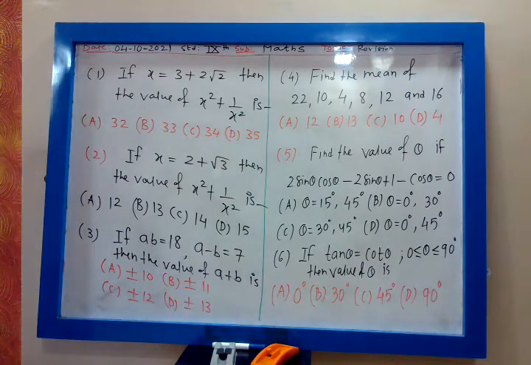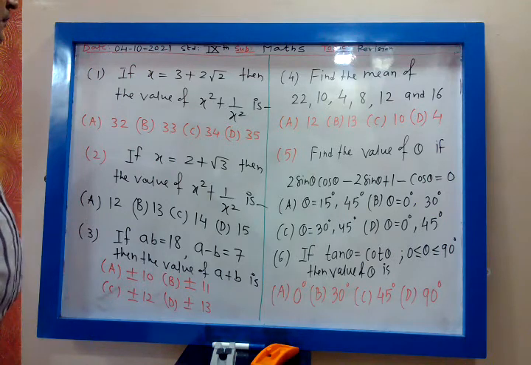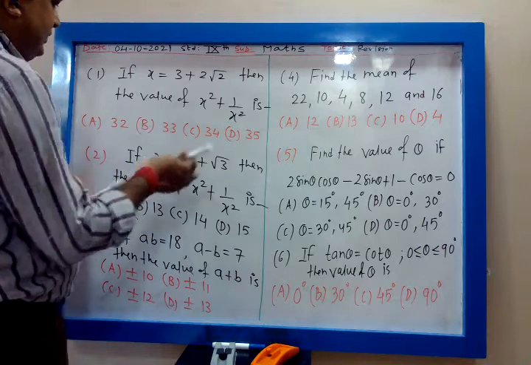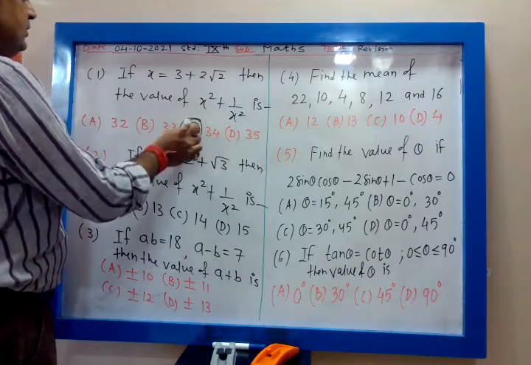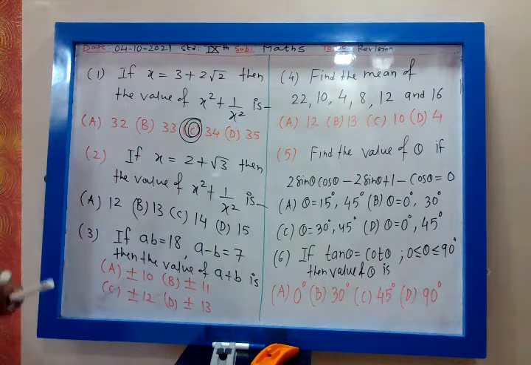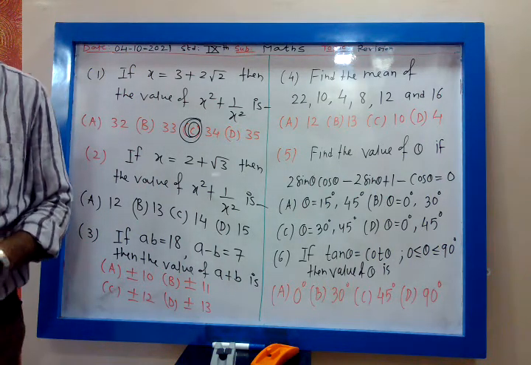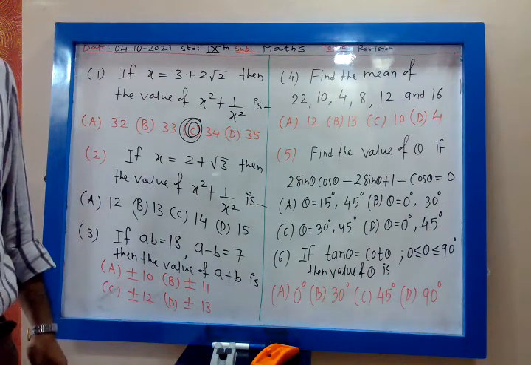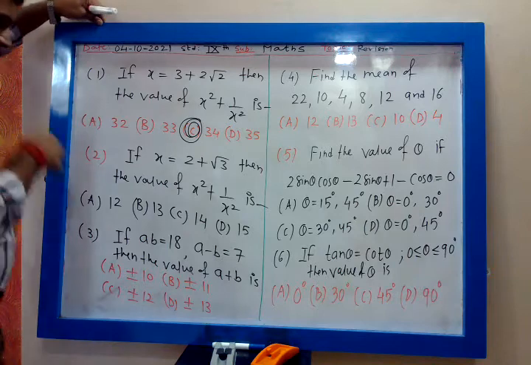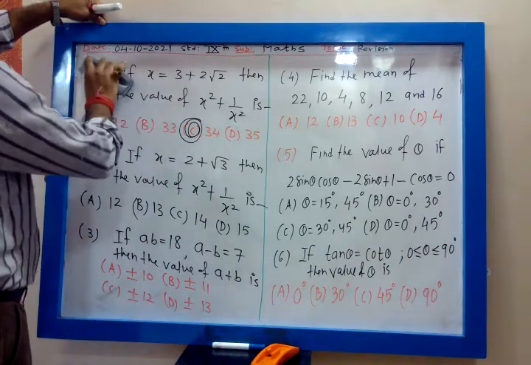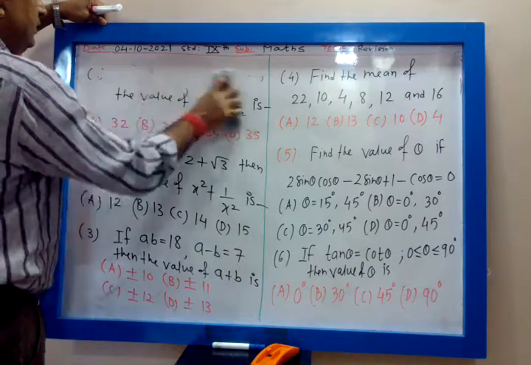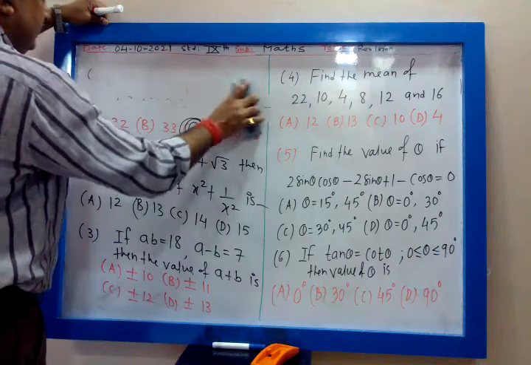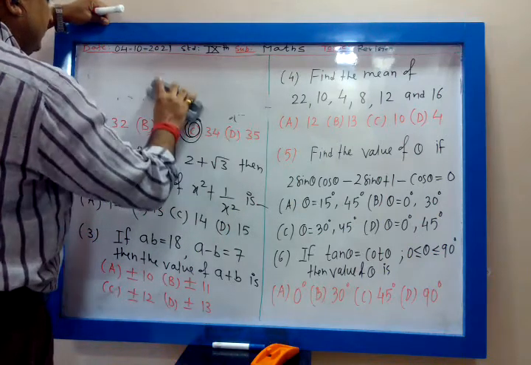Yes, what is your answer? Satish Patel, C, 34. So let us log this answer, 34. The majority are giving the answer C. So the correct answer is 34. Let us check how this answer is 34. x is 3 plus 2 root 2. Correct.